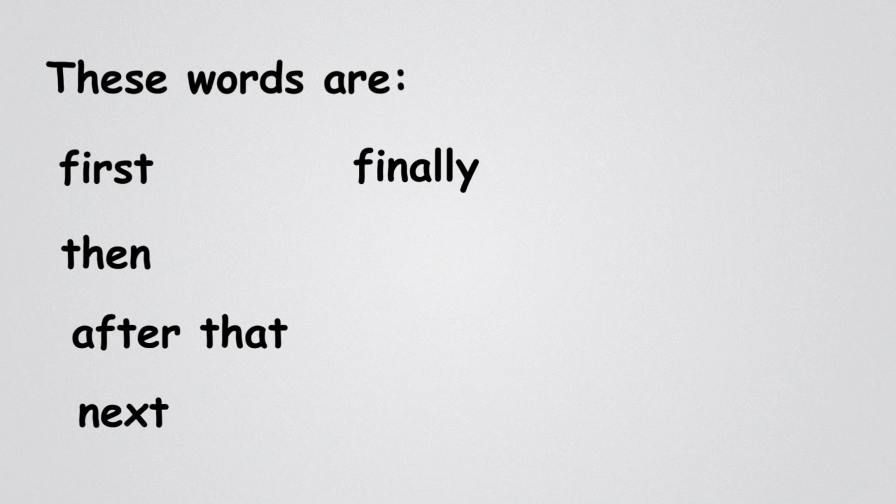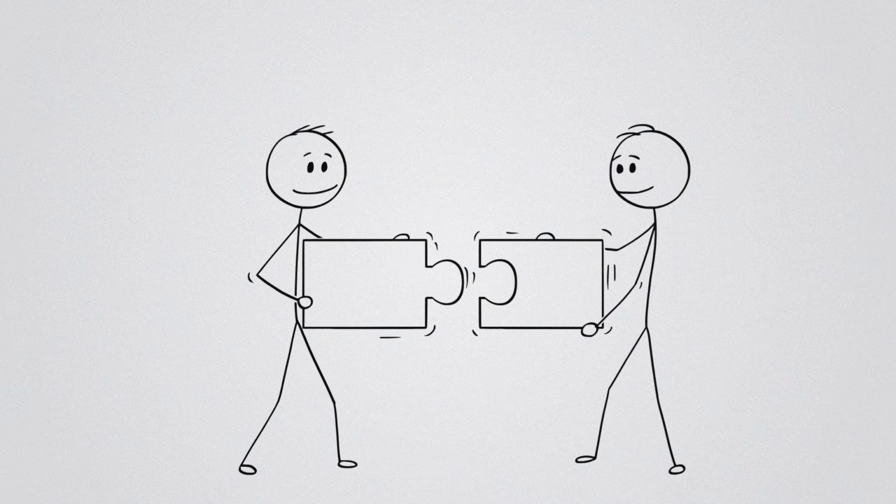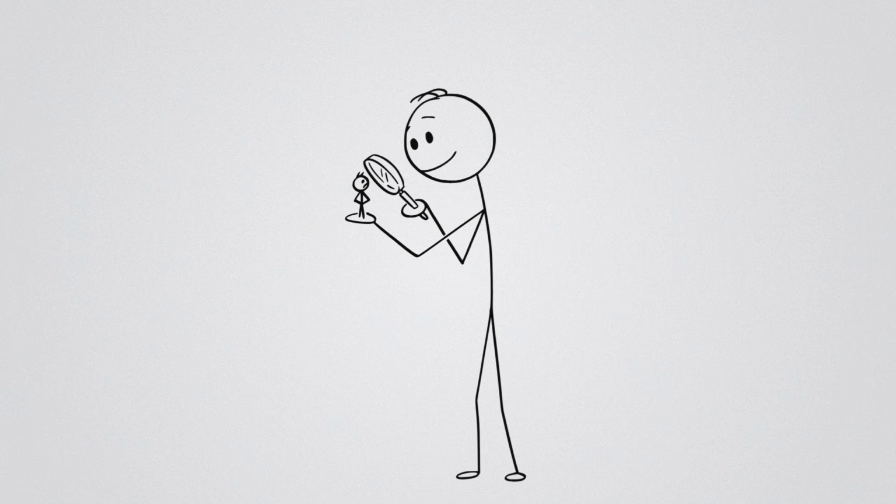Now, let's learn some small words that make our English sound better. These words are first, then, after that, next, and finally. These words connect our sentences together. Instead of saying many small sentences, we can join them like a story.